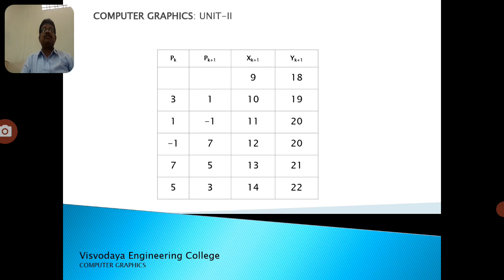That's why for the minus 1 value we derived that the new pk value is 7, but the incremented value of x is taken as 12. The y increment is not taken, the yk value is kept, that is the 20 value. Here the 11 value is incremented to 12 for the minus 1 value of the pk. Now if 7 is the next pk value, in the next iteration this is the initial decision parameter, so we can calculate the new decision parameter. In the next iteration we will find 5 is the initial decision parameter. So at the 5 we can reach the 14, 22. This is the final destination or the ending coordinate.